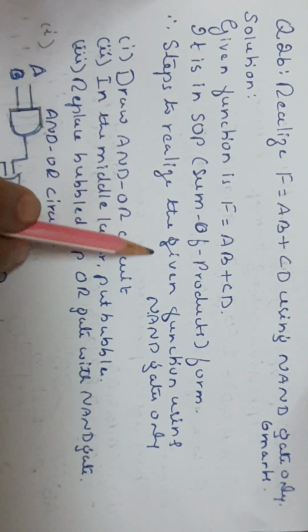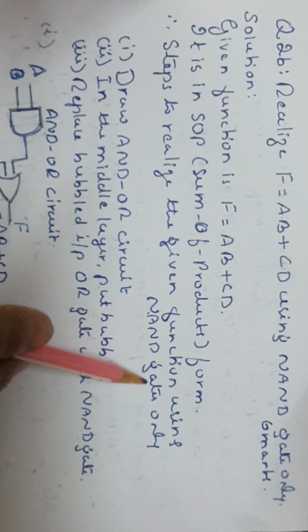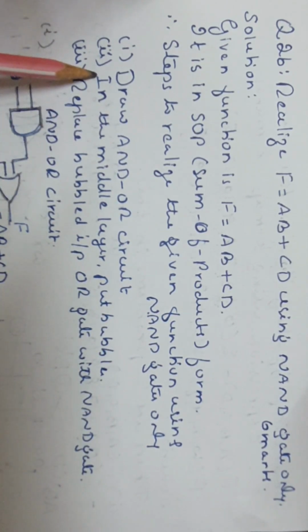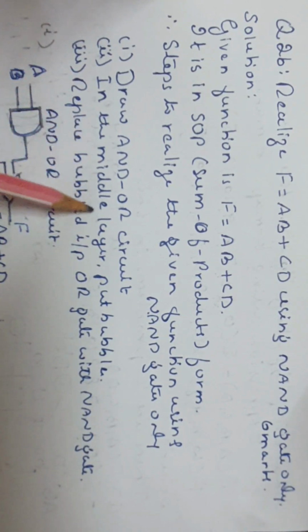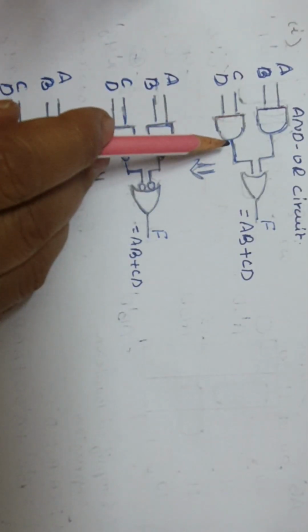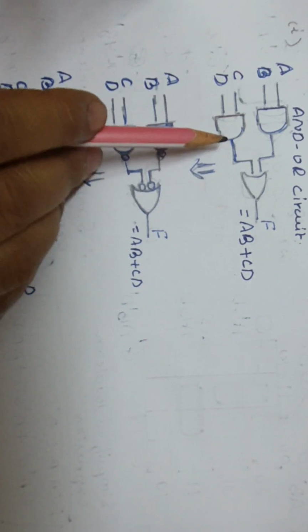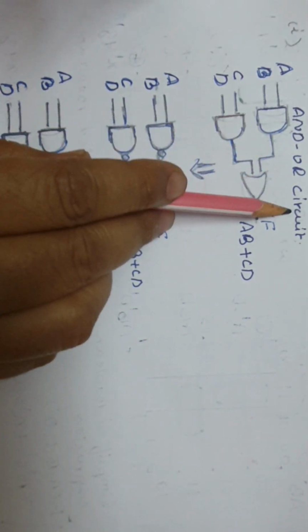So the steps to realize the given Boolean function using NAND gates only are as follows. The first one, draw the AND-OR circuit. Second one, in the middle layer put bubbles. Third one, replace the bubbled-input OR gate with a NAND gate. So F equal to AB plus CD is drawn using an AND-OR circuit.